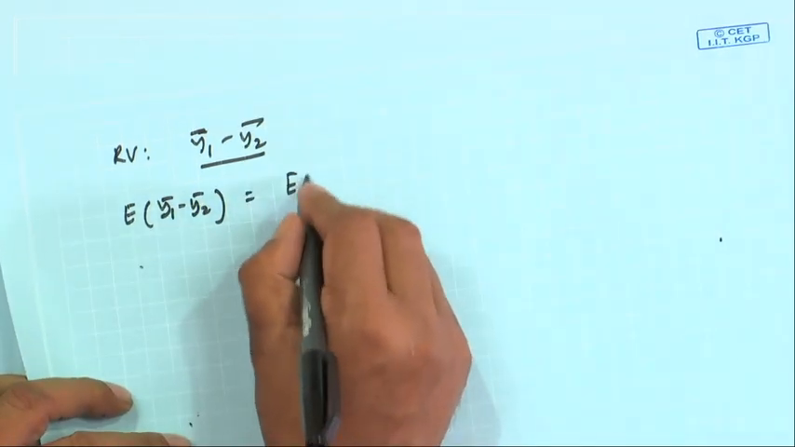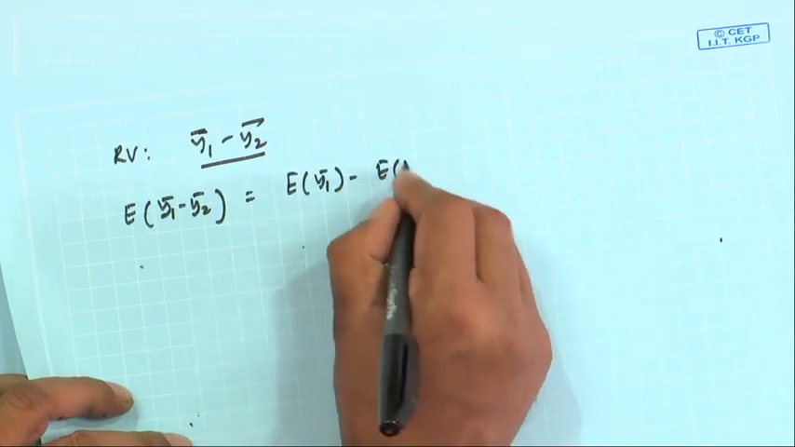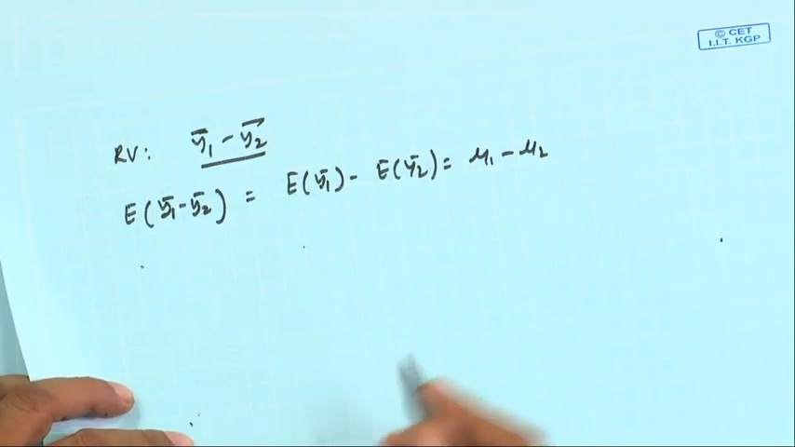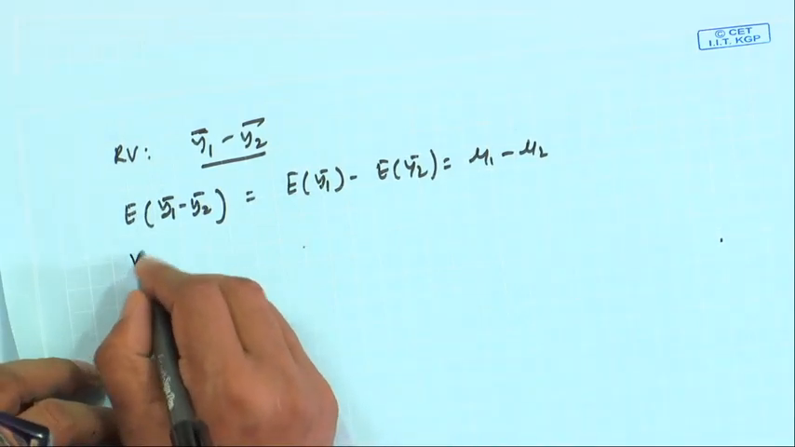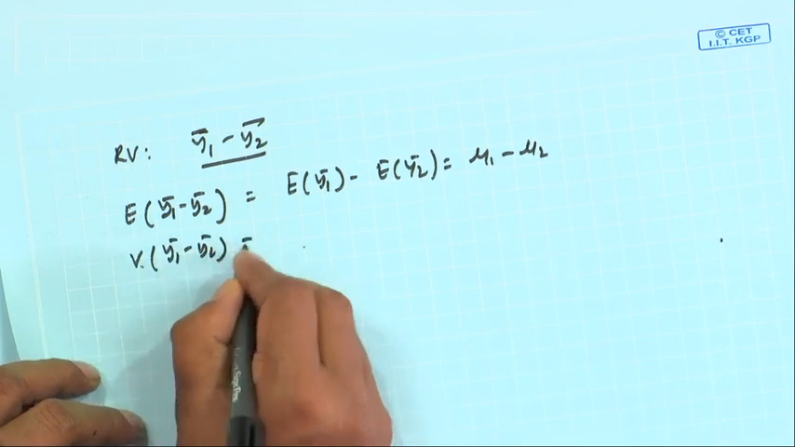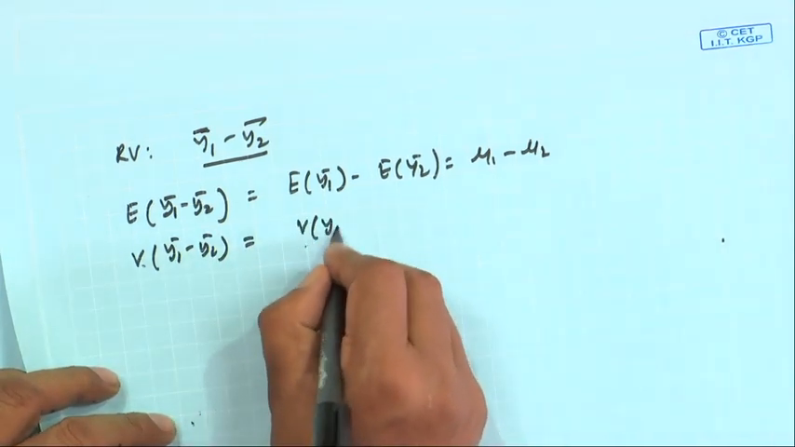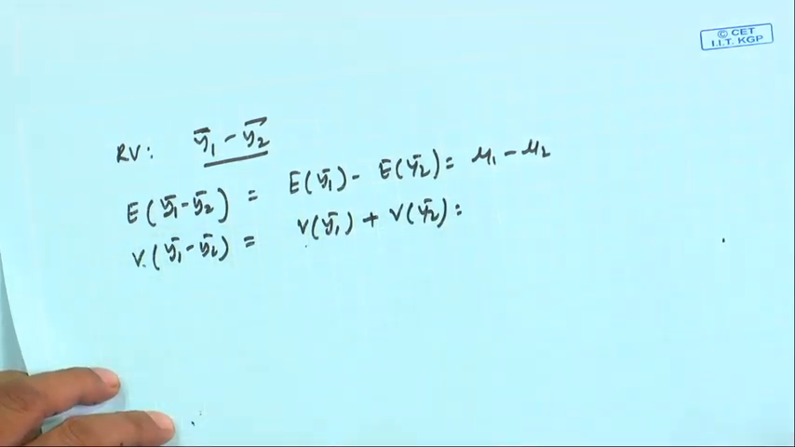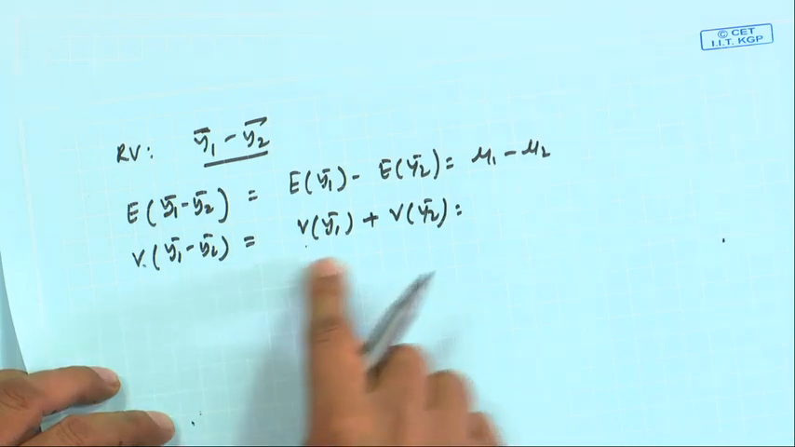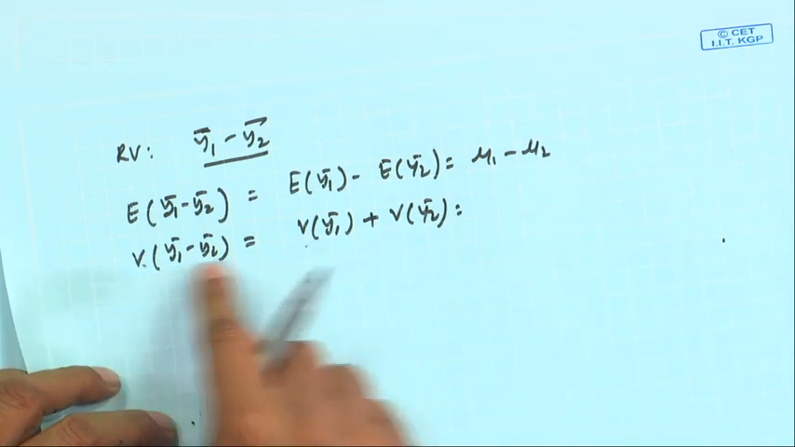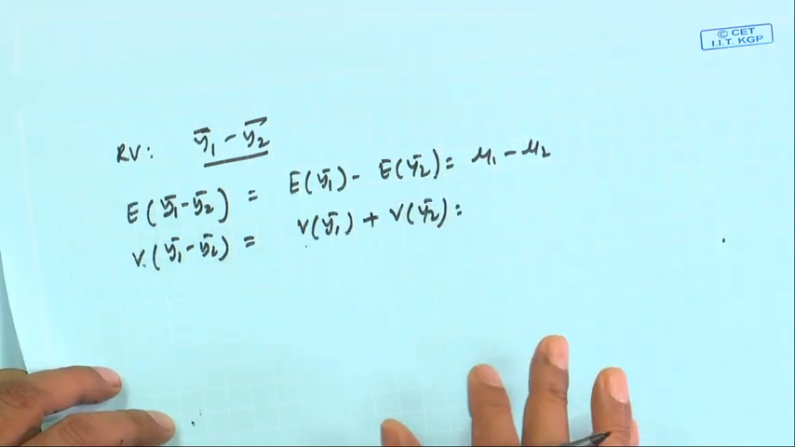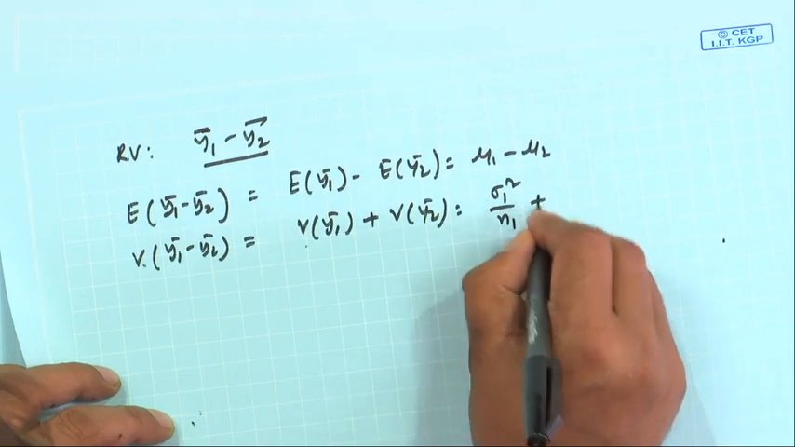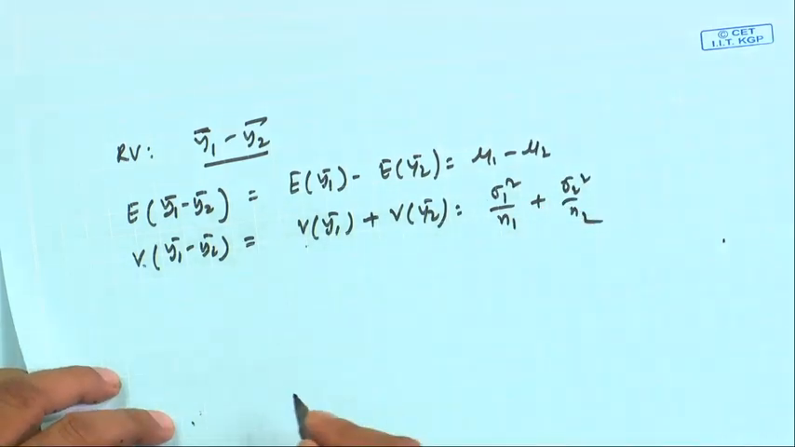This will be expected value of y1 bar minus expected value of y2 bar, and this will be mu1 minus mu2. You know this, earlier we have discussed. Similarly, variance of y1 bar minus y2 bar is important. Here this will be variance of y1 bar plus variance of y2 bar, and why this, I have explained earlier, and there is no covariance part because the two samples are collected from two different populations and they are independent in nature. So, this will be sigma1 square by n1 plus sigma2 square by n2.